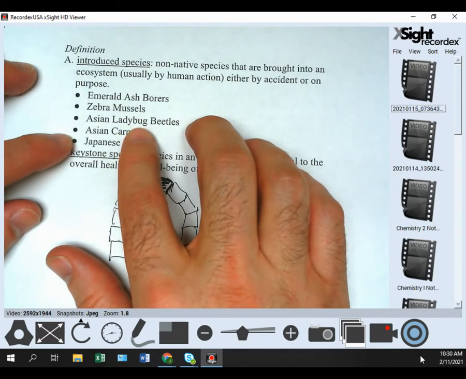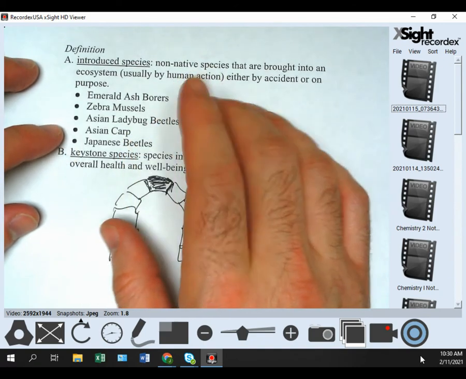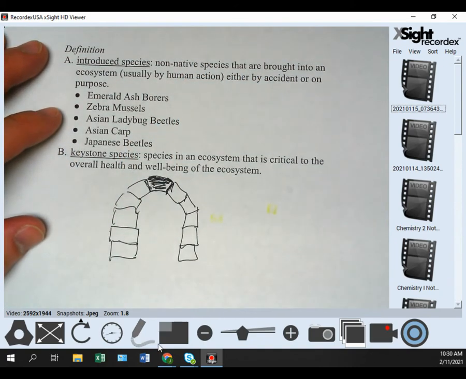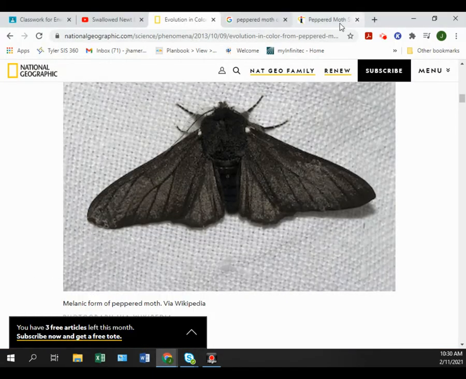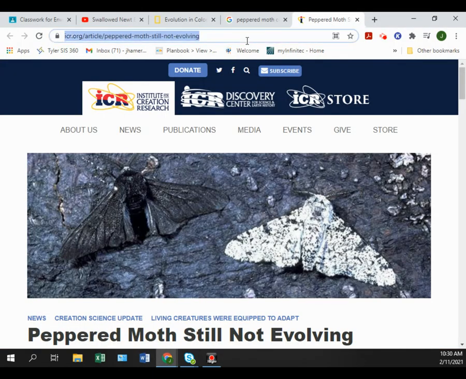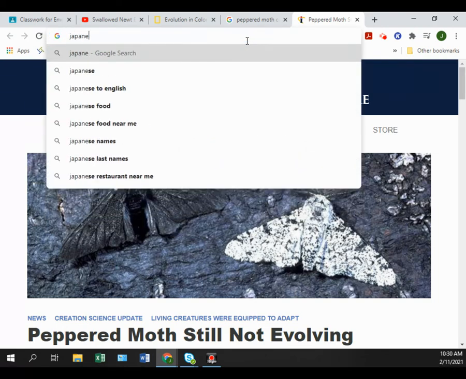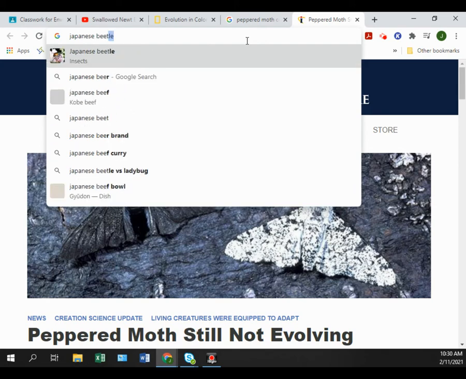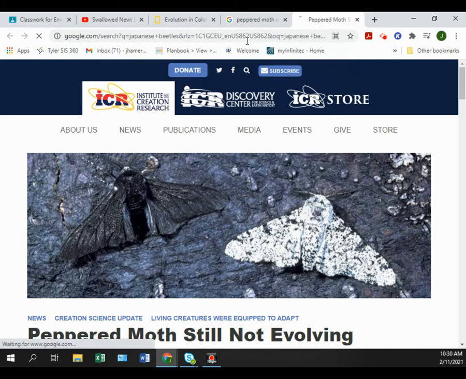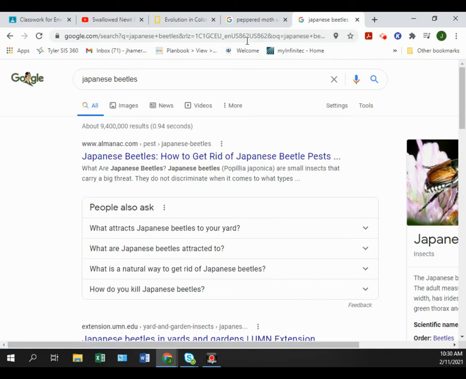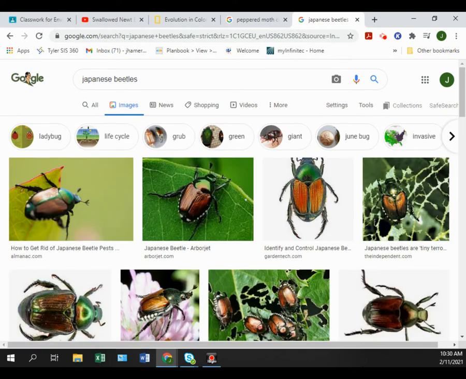We talked about the Asian carp already, right? So you guys have probably seen some of these. You might not know what they were called, but the Japanese beetles. Oh yeah, they're those iridescent ones. Yep. They're all over the place because they don't have any natural predators, and they're a huge problem. They eat all kinds of plants.